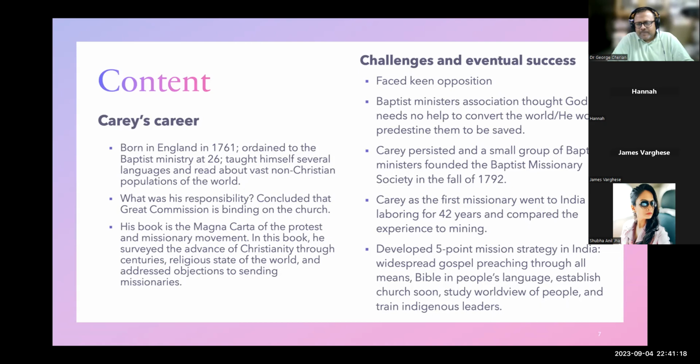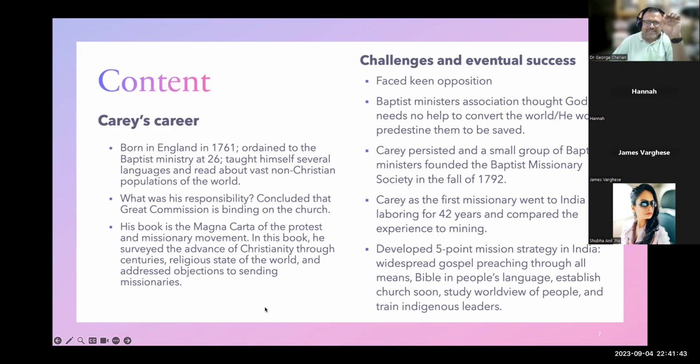formed in the year 1792, and then Carey came to India as the first missionary, and he labored for 42 years, and he compared the experience to mining. It's important. You're seeing something that happened here. Carey's conviction was that missions was the responsibility of the church, but the church was not interested. So what did Carey do?